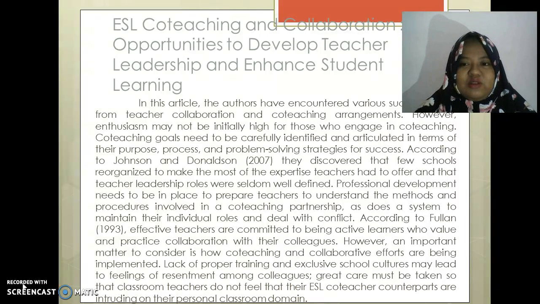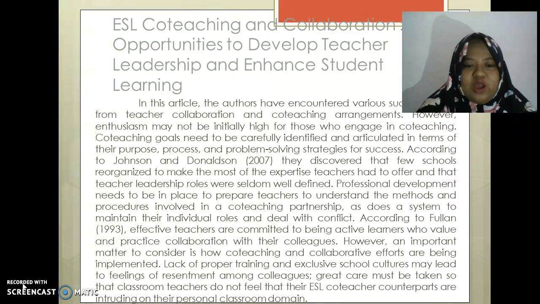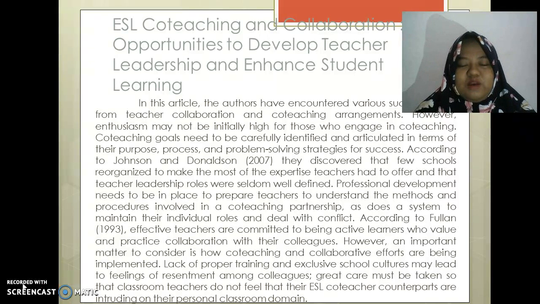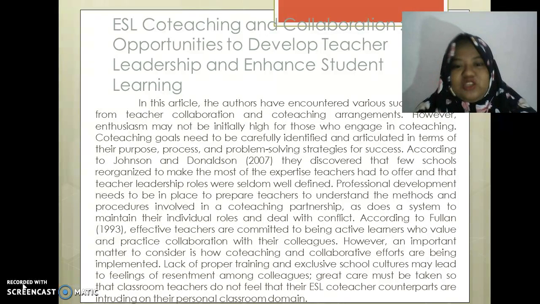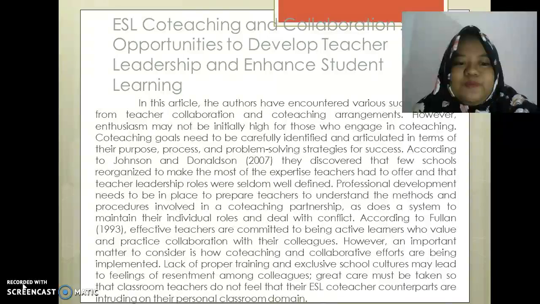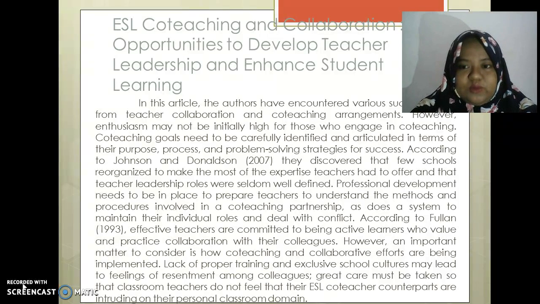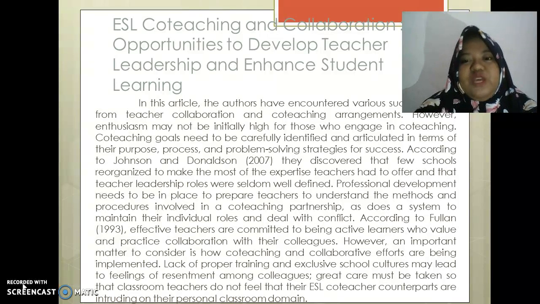So when one teacher tells the others about their problem, the other teachers could do problem solving for that teacher's problem. And this article is also good for you if you want to be a teacher, an English teacher especially.